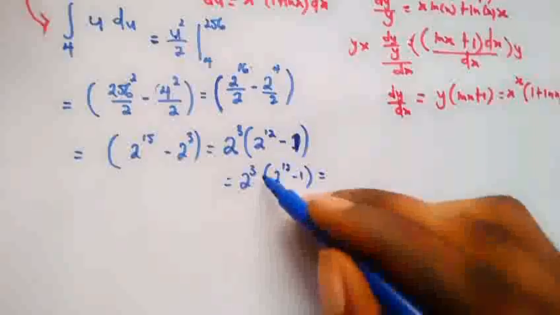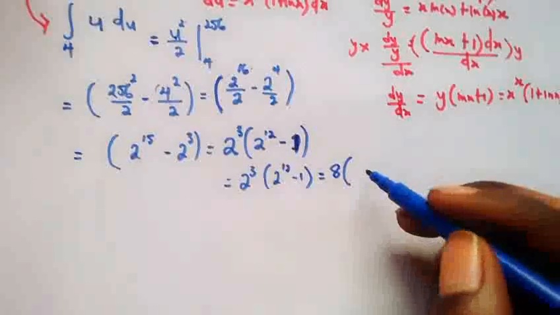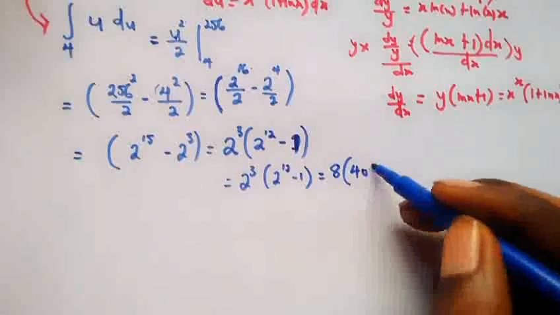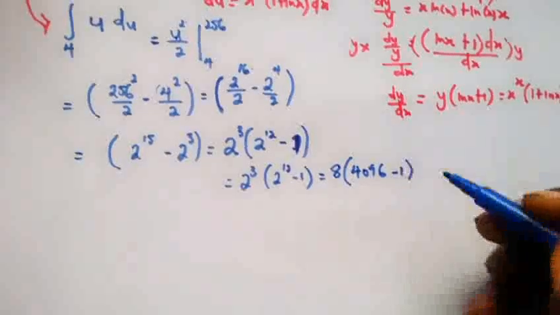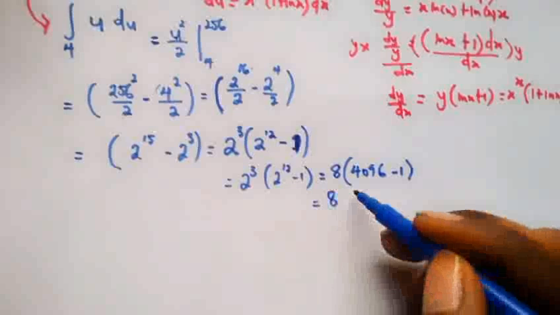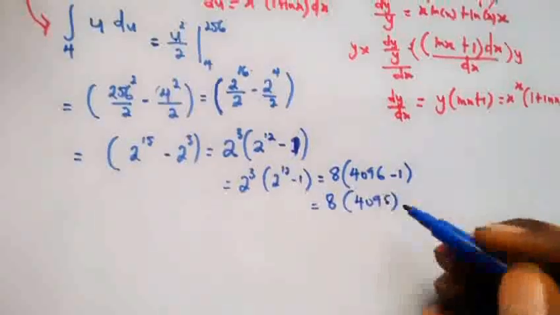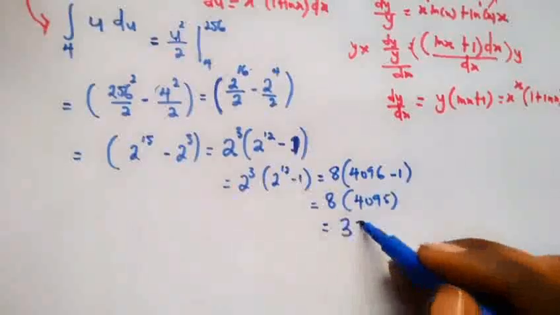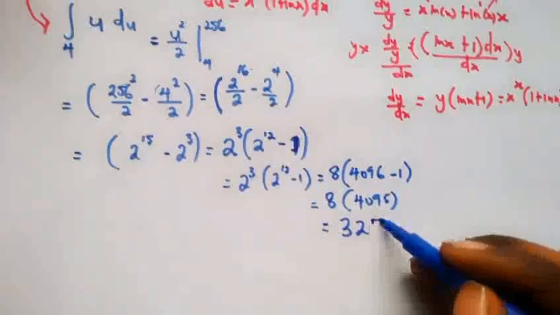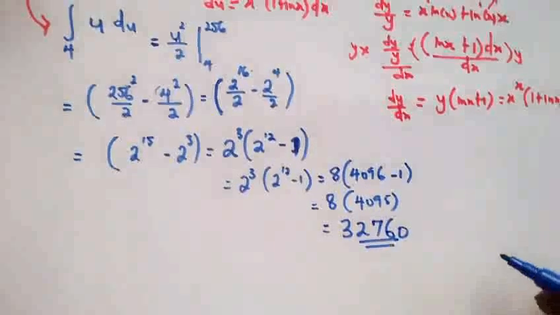So 2 raised to the power 3 here is 8, open bracket, 2 raised to the power 12, as we all know, is equal to 4096, minus 1. Now we have 8 open brackets, 4096 minus 1 is 4095. So when you multiply this together, we are having 32,760, and this is the required answer to the problem.